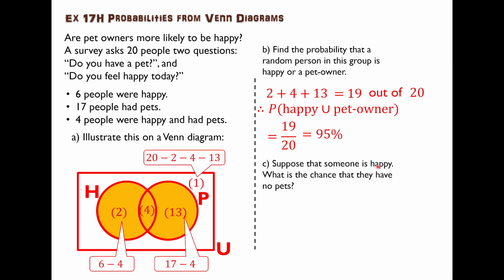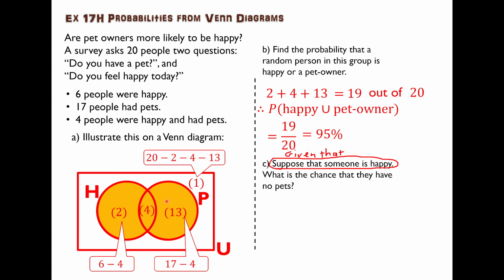Suppose that someone is happy. What is the chance that they have no pets? For this question, we're only focusing on the people that are happy. You could also have this question as given that, which would mean the same thing. Given that someone is happy means that we're going to only pick someone that is happy. We'll ignore all of these other people, and only pick someone from this happy circle.